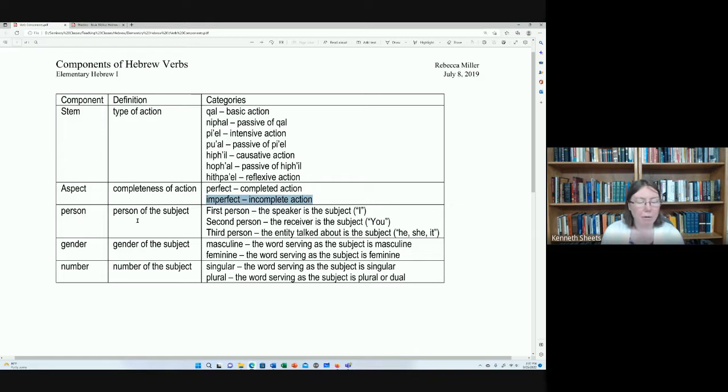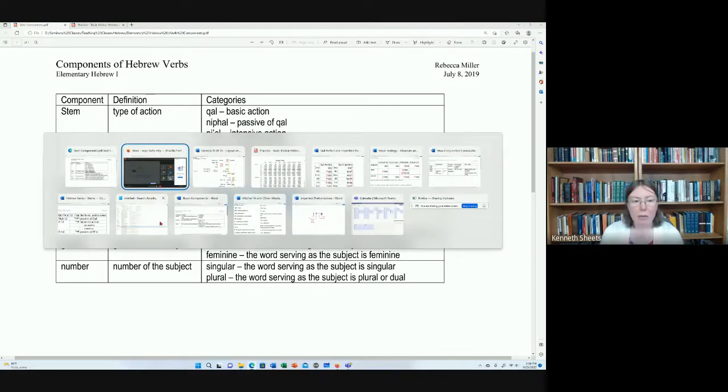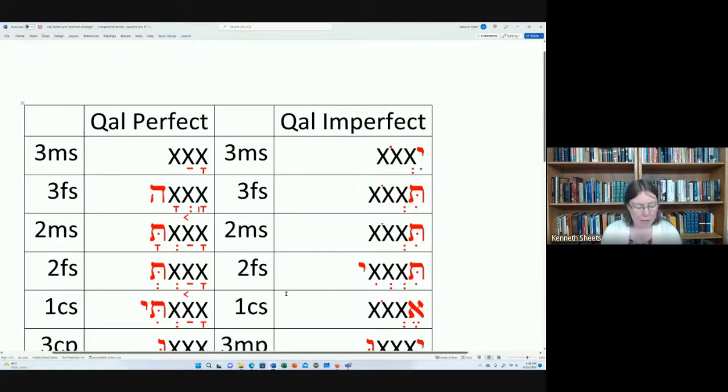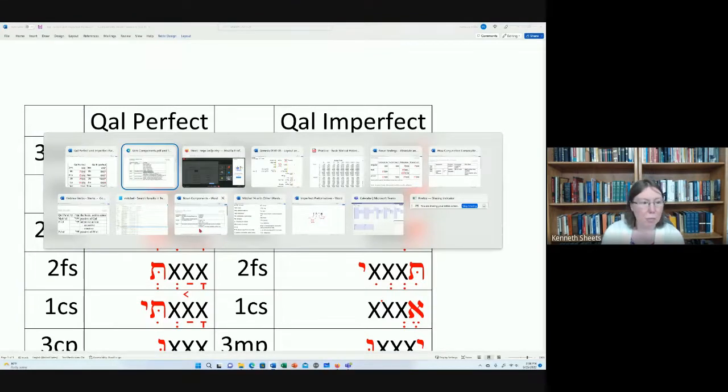And then person, person of the subject, we have first person, I, second person, you, and third person, he, she, or it. Gender, whether the noun that is serving as the subject is masculine or feminine. And then number, which tells us whether the subject of the verb is singular or plural. Then we had also taken a look at how we can identify the various stems as well.